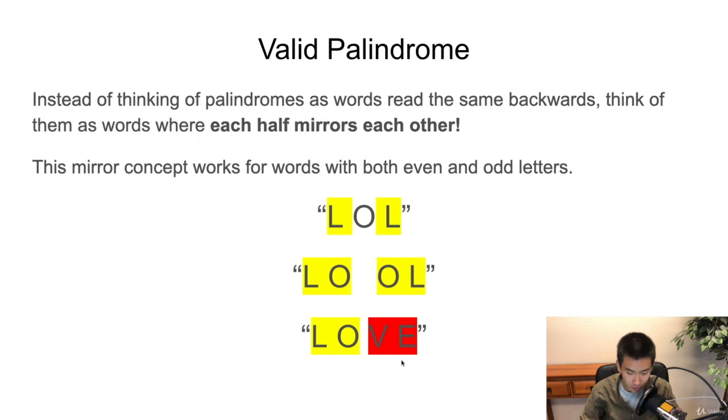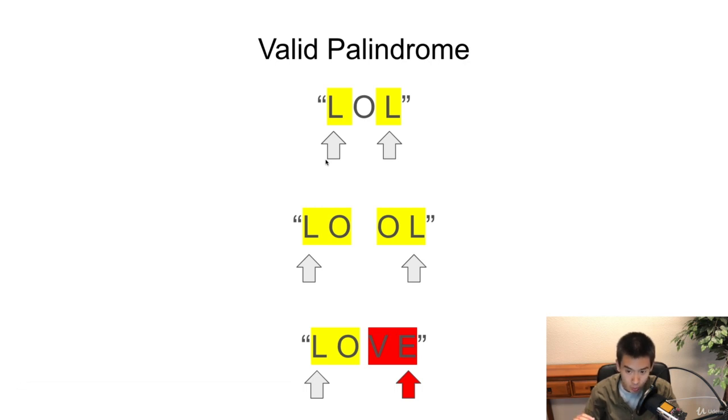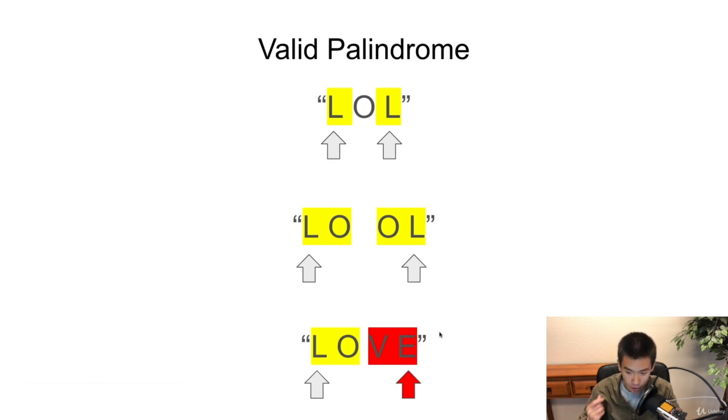To have our code check for this mirroring, we're going to create a left and right pointer. The left pointer will initially start at the first character of the input string, and the right pointer will start at the last character. So this L matches this L, the left and right pointer match. For the even lettered one, the two L's match, so we move the left pointer up to O and the right pointer down to O. O and O match, we have a palindrome. Whereas for love, our left pointer starts at L, right pointer starts at E, L and E do not match, so our code should return false.